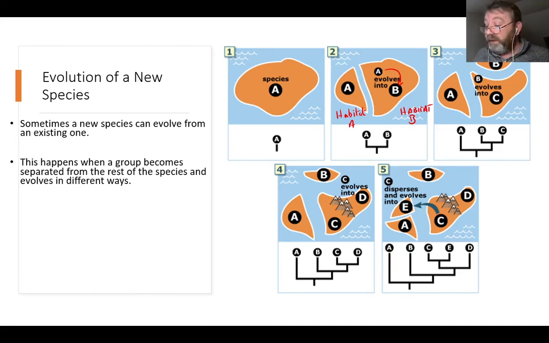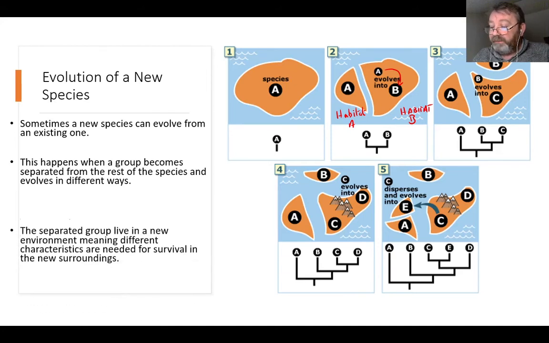And eventually then, if A breaks again, if there's another separation, well then now we'll have A living here, B living here, species C, species D, and eventually then C will morph into E. So what was one species has now fragmented into 5 species. Original species A, and then the other species that have evolved because of their separation from the original species into B, C, D, and E.